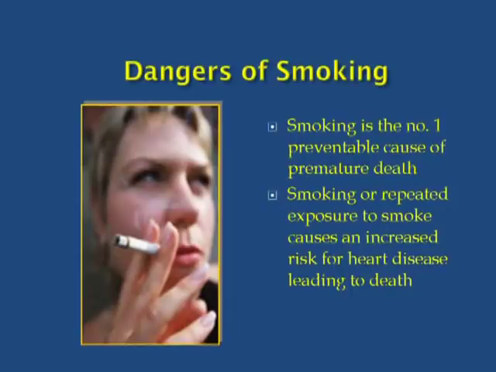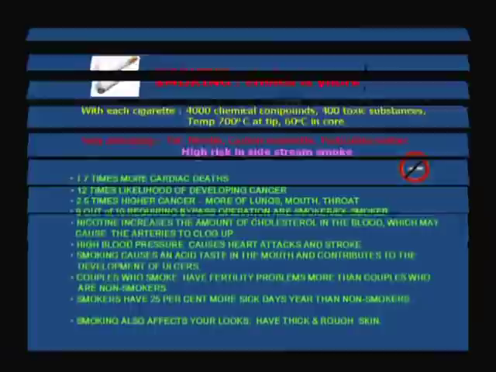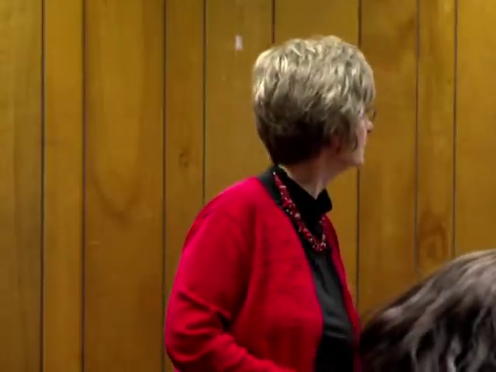Smoking, what can I say? It's the number one preventable cause of premature death. Now, smoking, the choice is yours. In terms of this slide, you're taking a look at 4,000 chemical compounds and the even higher risk in sidestream smoke. Looking at your weight, we talked about before the graphs and how prevalent it is in our country and our world, and these are the numbers we want to stay away from. 25 to 29 is considered overweight. 30 and above is considered obese.